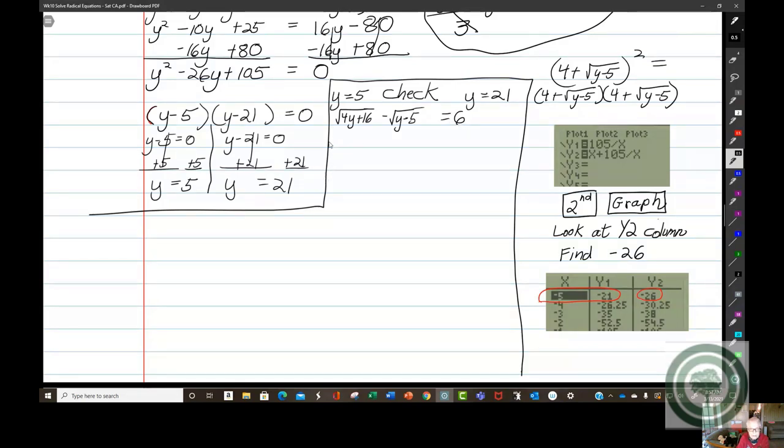All right, so y equals 5, we're going to have the square root of 4 times 5 plus 16 minus the square root of 5 minus 5 equals 6. So we're going to have the square root of 20 plus 16 minus 0 equals 6. That's the square root of 36. This is true. So 6 equals 6. We know that y equals 5 is one of our really true answers.